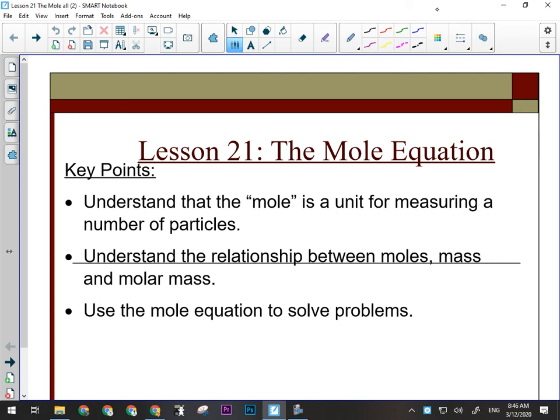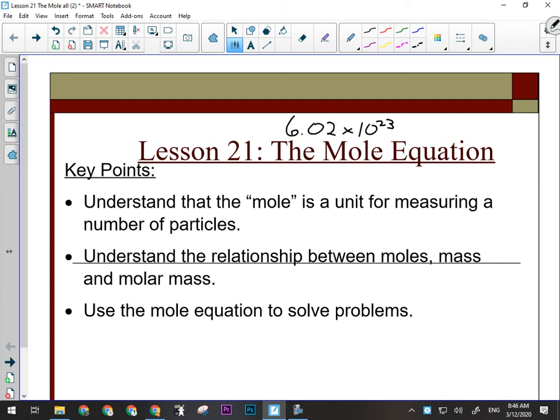Now you're probably thinking, well, what's a mole? Last time I heard the word mole, it meant that little rodent that burrows under the ground. Well, it's not that kind of mole. This is a chemistry mole, and a chemistry mole represents this: 6.02 times 10 to the 23 particles, whether they're atoms or molecules. That's how many atoms or molecules of a material are in 1 mole.